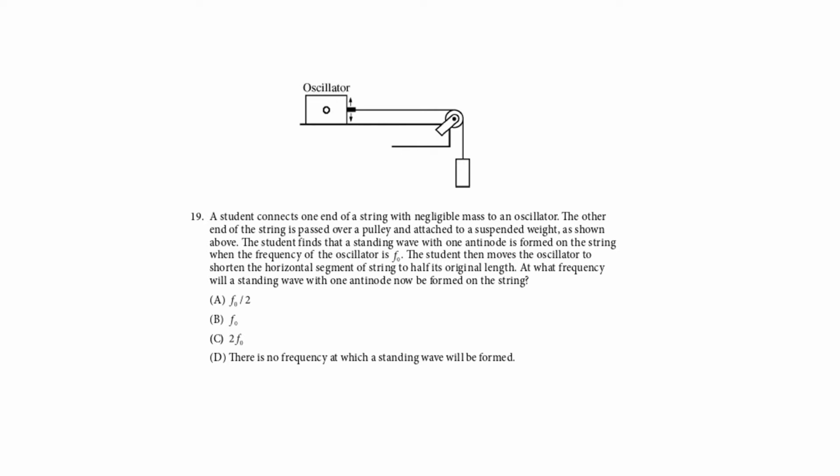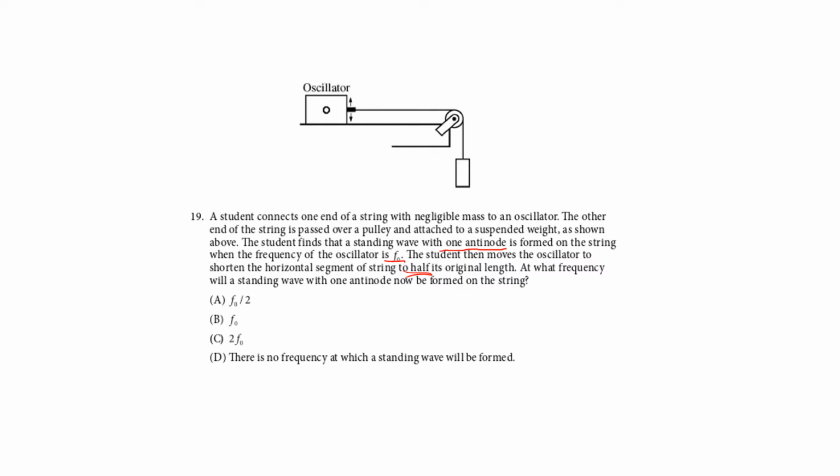A student connects one end of a string with a negligible mass to an oscillator. The other end of the string is pulled over the pulley and attached to a suspended weight as shown above. The student finds the standing wave with one antinode, so there's one antinode in this guy, formed by the string with the frequency F0. The student then moves the oscillator to shorten the horizontal segment to half. All right, so let's take it piece by piece. At what frequency is the standing wave now being formed?